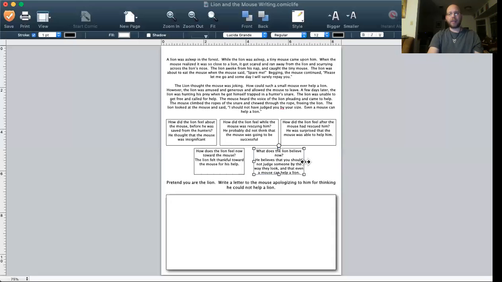Now, again, we have here basically just a kernel essay. It's very short, just the bare bones, but we can use it to respond to our question below. It says, pretend you are the lion. Write a letter to the mouse apologizing to him for thinking he could not help a lion. So we're going to take our text structure, our kernel essay, and respond and write a letter.